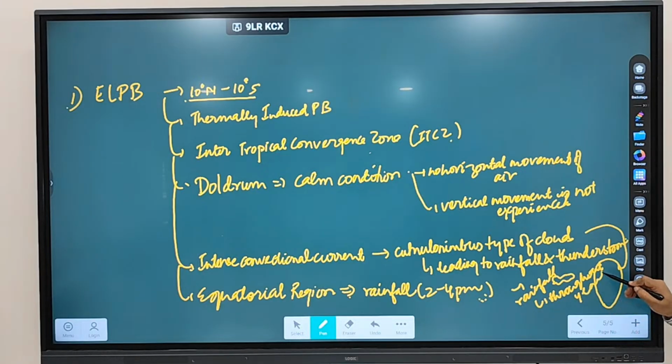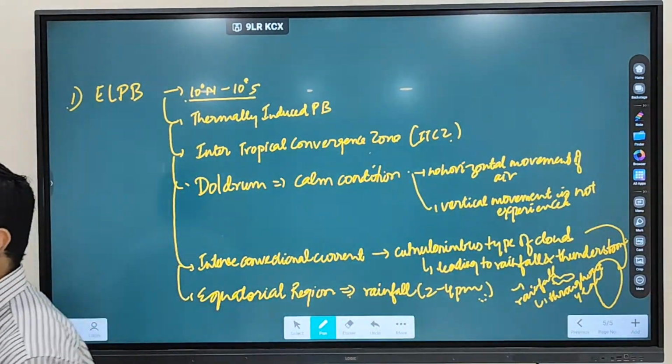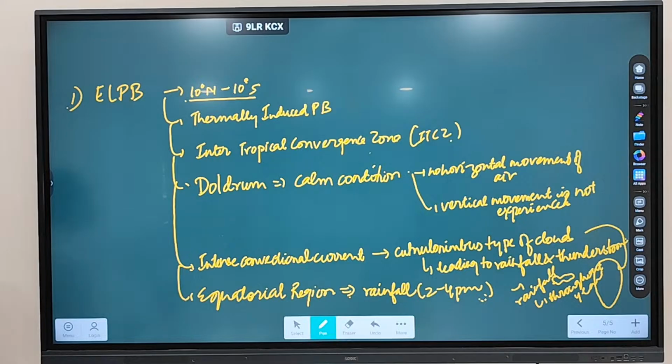In India, you have a monsoon season. Monsoon season means much of the rainfall you see is in the monsoon period. But in the equatorial region, you will see rainfall happening throughout the year. Fine.